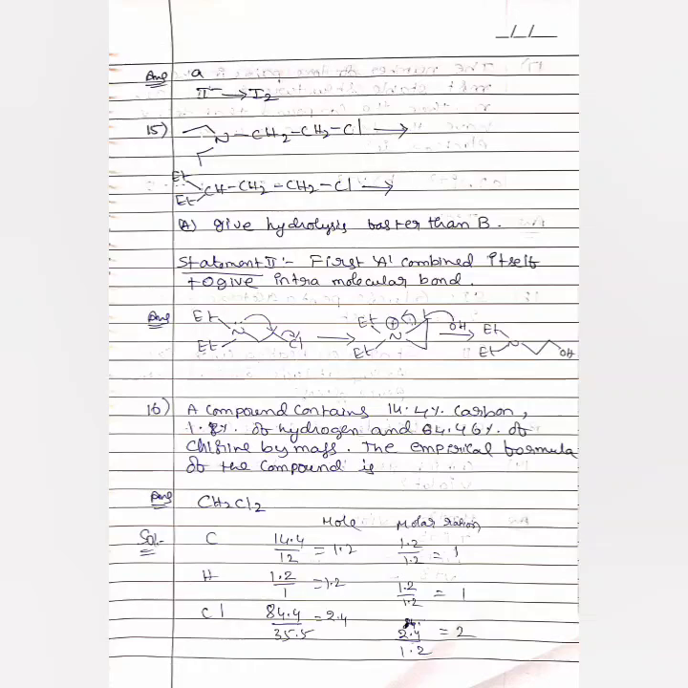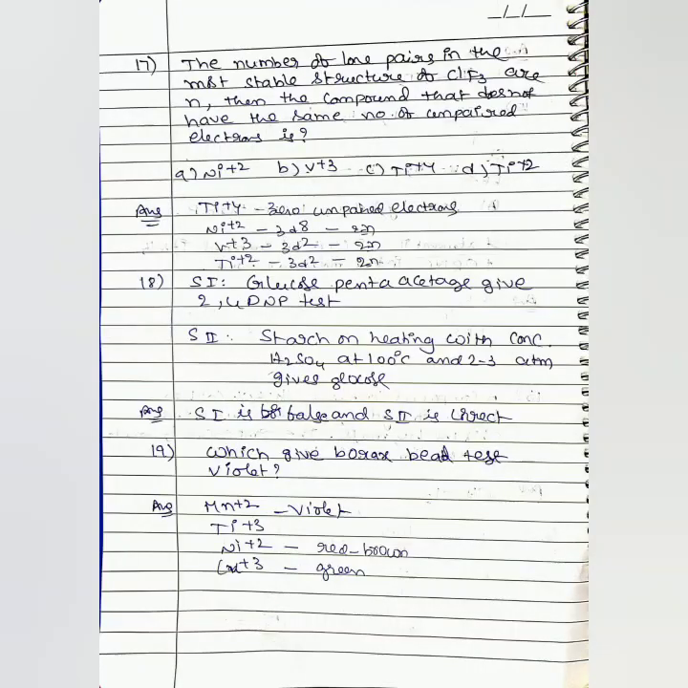Next one, the number of lone pairs in the most stable structure of ClF3 is N, then the compound that does not have the same number of unpaired electrons. First you need to know how many lone pairs are on ClF3. There are 2 lone pairs on ClF3, and among the given 3d metal ions, 2 unpaired electrons will be present in Ni+2, V+3 and Ti+2. They are asking for which is not having, so the answer is Ti+4.